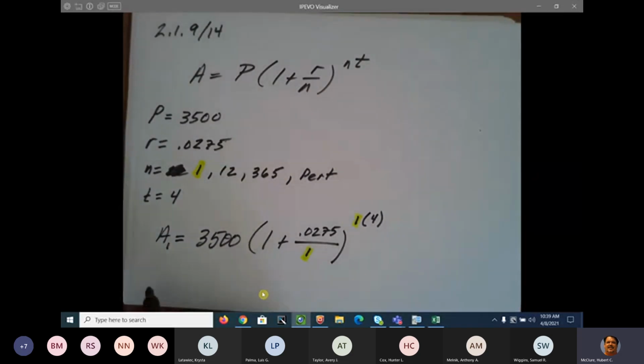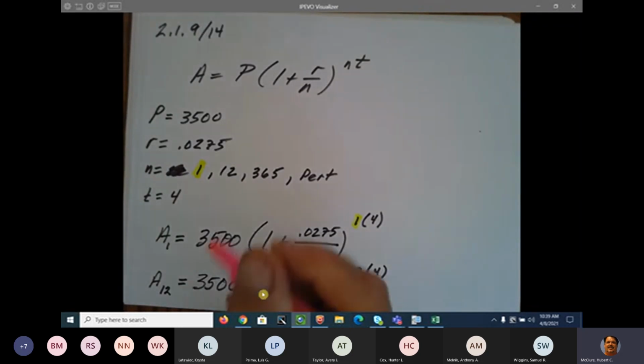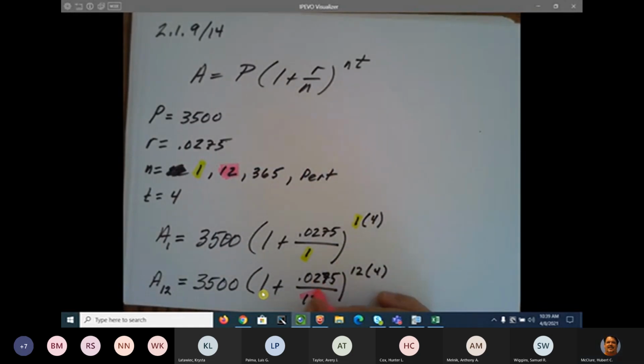The second one is A, N is equal to 12, which means they compound the interest monthly. 1 plus 0.0275 divided by 12, raised to 12 times 4. And that comes from the bank compounding the interest monthly. And that's the second question.